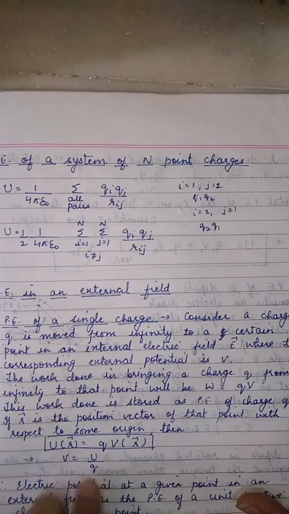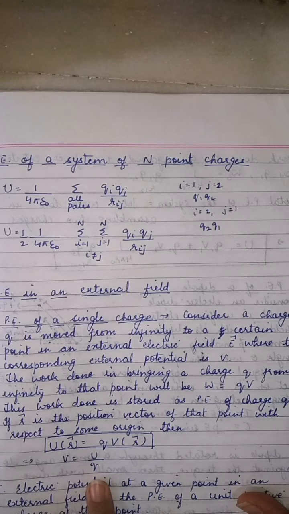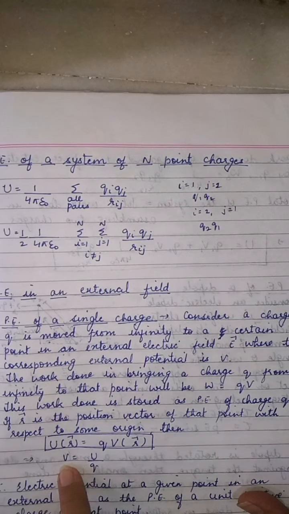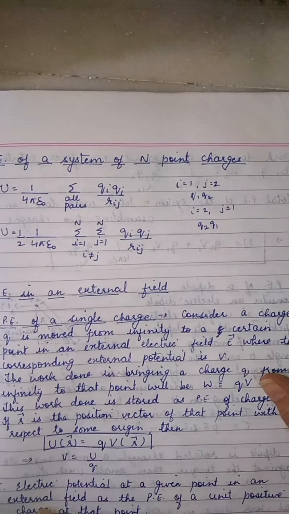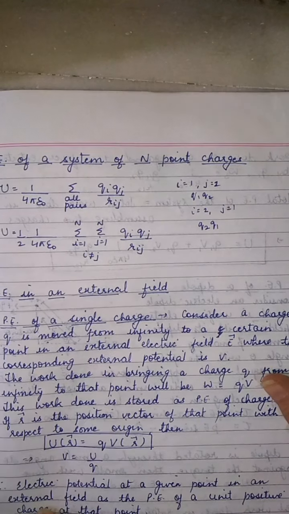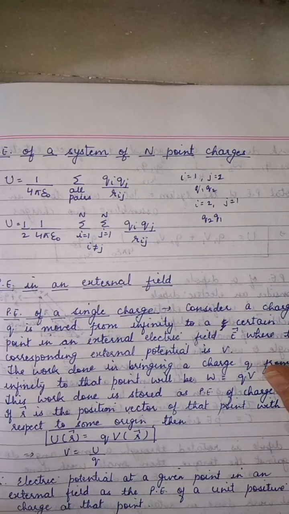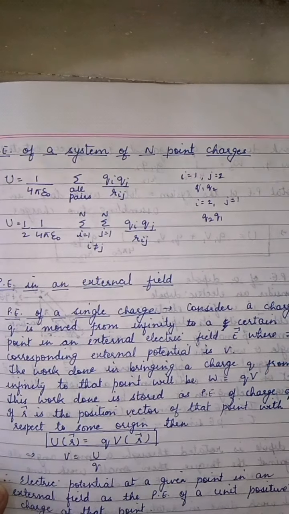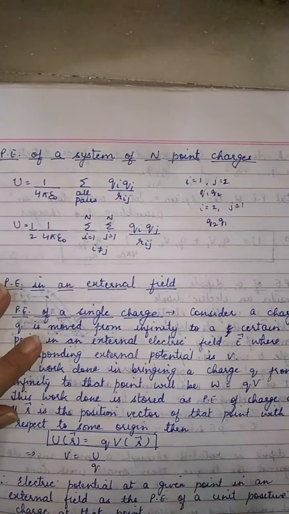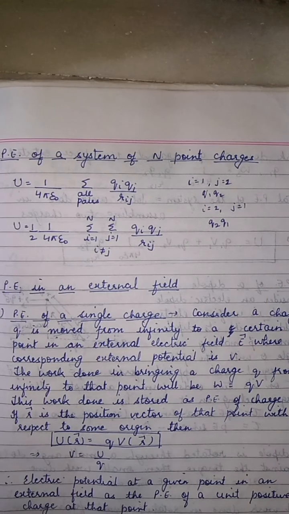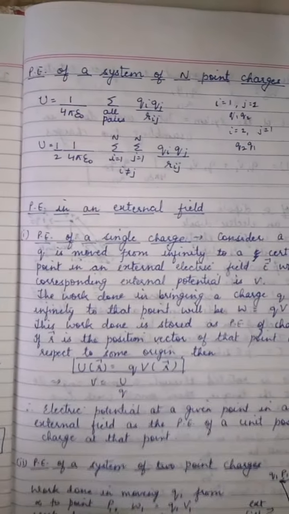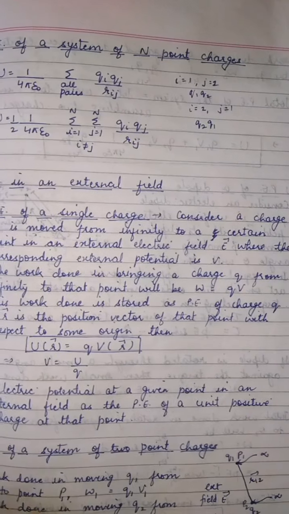Now the potential V is equal to U upon Q. So in this form we can define the electric potential at a given point in an external field as the potential energy of a unit positive charge at that point. This is the simple formula, we have already done it. Now the second is the potential energy of a system of two point charges.